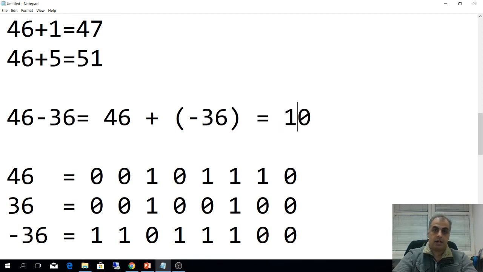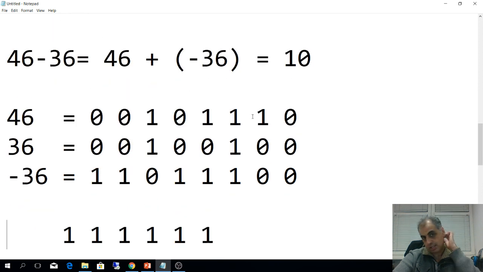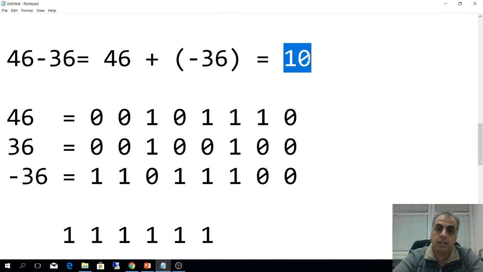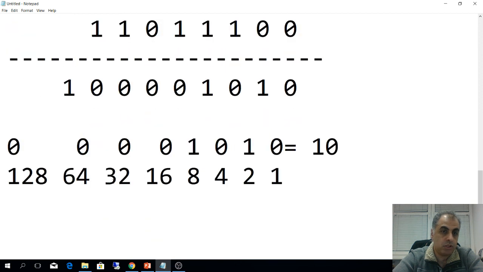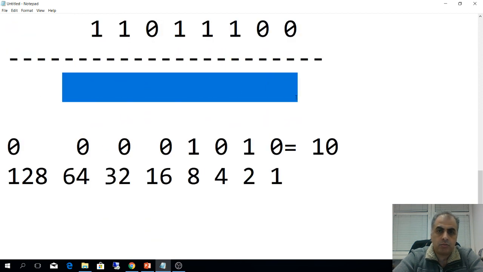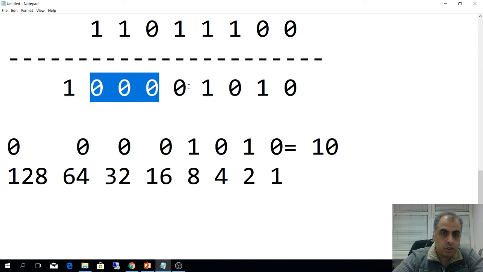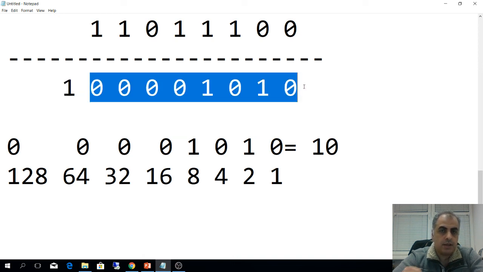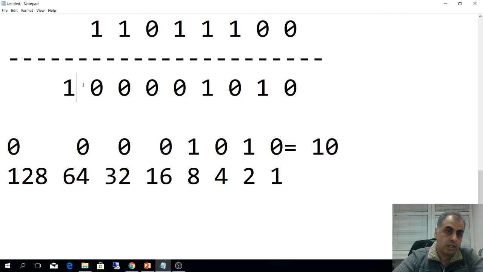It is normal life, it is real life, and it is correct. 46 minus 36 is equal to 10. It is normal, and we have shown how to make it. So maybe this part is a little bit confusing. Because we are using 8 bits, we are playing with the 8 bits. So this one is outside of our 8 bits.